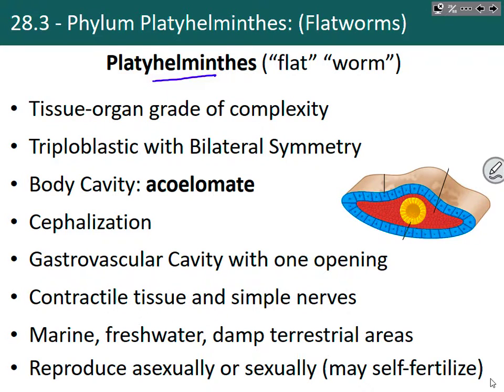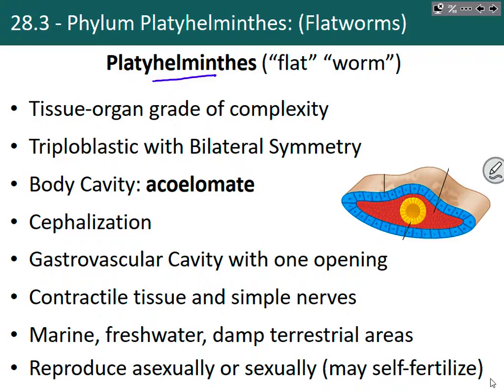Okay. They also have cephalization. They have nerve ganglia at the anterior region. They have sensory organs. They have eye cups at the anterior region. They have a gastrovascular cavity with only one opening. So this is more analogous to our cnidarians. They don't have a complete digestive tract yet. They still have a gastrovascular cavity with one opening for in and out. They have contractile tissues and simple nerves.